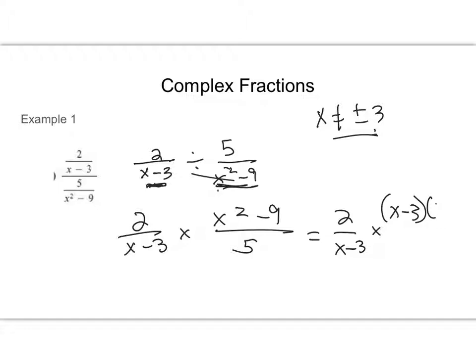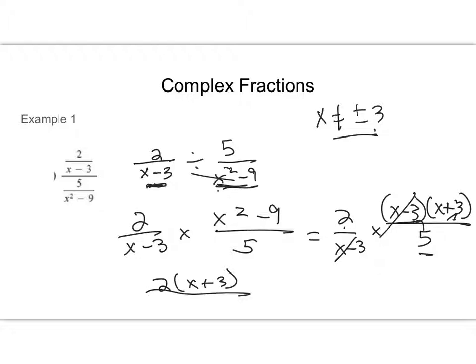And this turns into x minus 3 times x plus 3. That's over 5. Your x minus 3's cancel out. And I'm left with 2 and x plus 3 over 5. Done. That is it. That's simplified. And of course, I also have one for you to try.